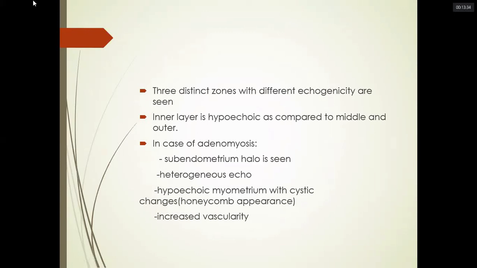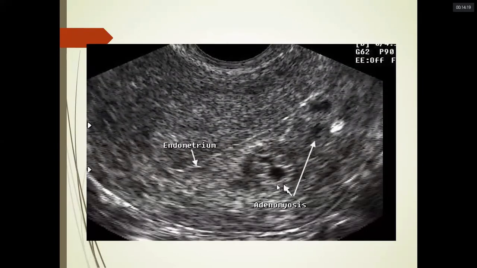In ultrasound, we usually see three distinct echogenicities of the myometrial layer. The inner layer is usually hypoechoic as compared to the middle and outer layer. Whereas in adenomyosis, a subendometrial halo is seen, heterogeneous echoes are seen, the three distinct layers are not properly visualized, and hypoechoic myometrium with cystic changes, a honeycomb appearance, could also be seen, and there will be increased vascularity due to thickened myometrium and increased stromal and glandular activity. We can see that there is enlarged myometrium along with cystic change. This is seen in ultrasound.